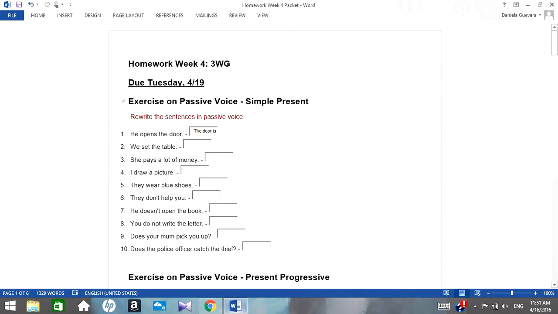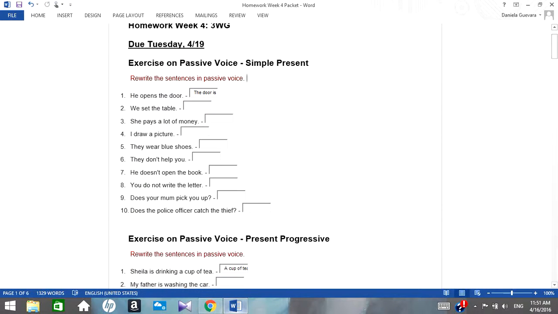Okay, so this is the homework for Tuesday on the passive voice and conditionals. So we're going to work together to get all of these sentences written out. So we'll start with the first one. The first 10 are in the simple present tense. So that means that first you have to identify the object. Remember, the object comes after the verb.